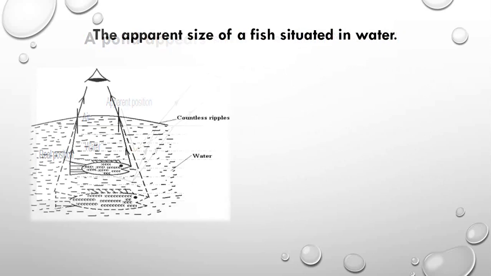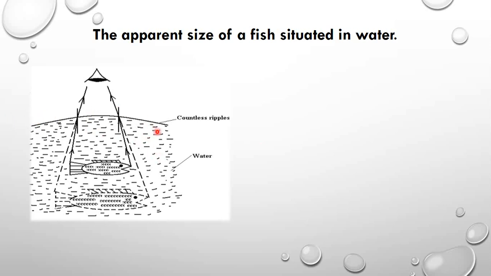Let us also explain this. We said that we're going to look at the apparent size of a fish situated in water. Now we need to note that a fish situated in water usually appears to be bigger than actually it really is, and that is simply because of refraction. Now we need to note that many times we always think that the surface of the water is flat, completely flat, but that's not the case. The surface of the water always has countless ripples, and because of that, it appears to be concave.